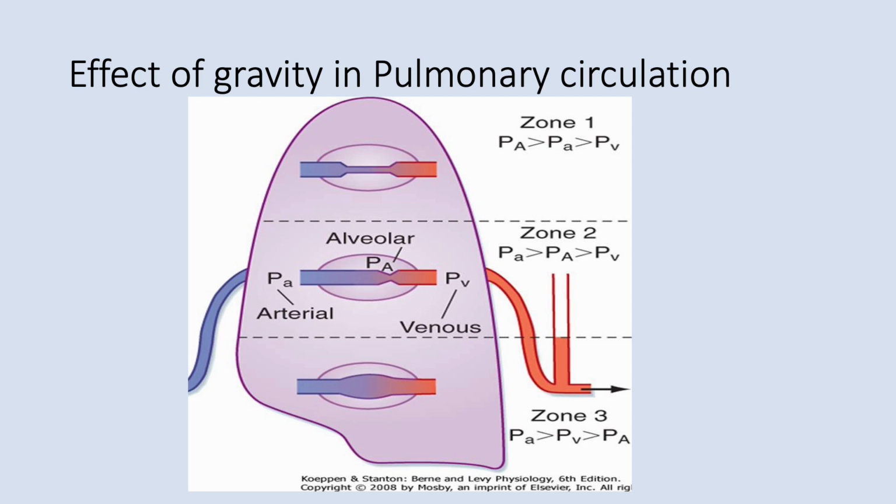And this effect is also important in a patient, for example, in the proning process, where we are trying to overcome the effect of gravity in pulmonary circulation and enhance the oxygenation of the patient.